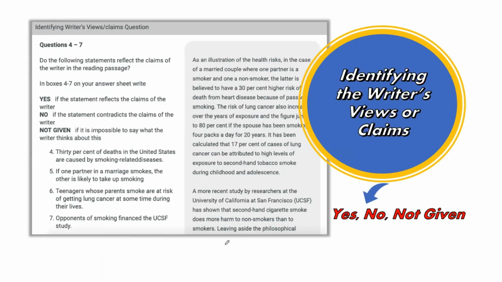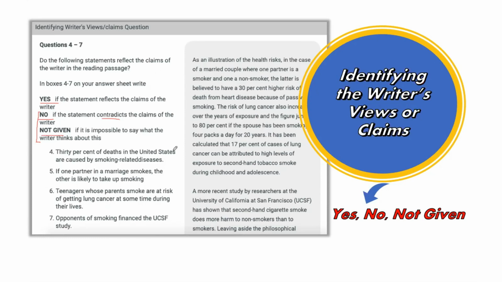So keeping in line with the identification, we have identifying the writer's views or claims, similar in nature, because you have answers that range from yes, no, and not given. So you guessed it, the confusing part here will be the difference between no and not given. It's a bit similar to the identifying information in that you would answer no if the statement contradicts the claims of the writer, and you would answer not given if it's impossible to say this, so if this information is not included in the passage.